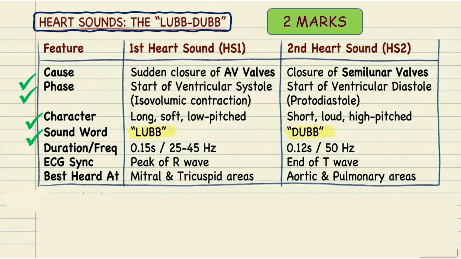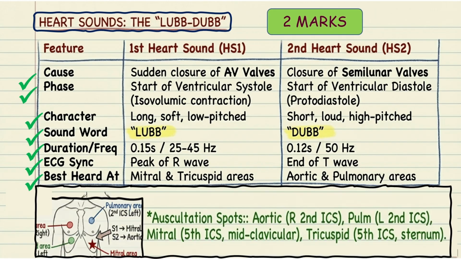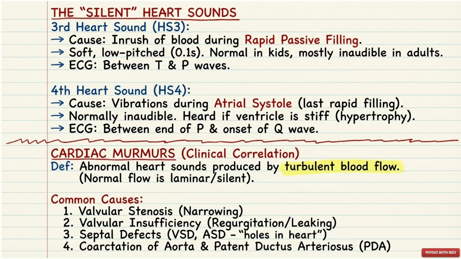First heart sound sounds like a lub. Second heart sound sounds like a dub. Duration and frequencies: 0.15 seconds and 25 to 45 Hz. Second heart sound 0.12 seconds and 50 Hz. First heart sound coincides with the peak of R wave. Second heart sound coincides with the end of T wave. And first heart sound is best heard over the mitral and tricuspid areas, whereas second heart sound is best heard over the aortic and pulmonary area. This diagram shows the location of the areas for your reference.